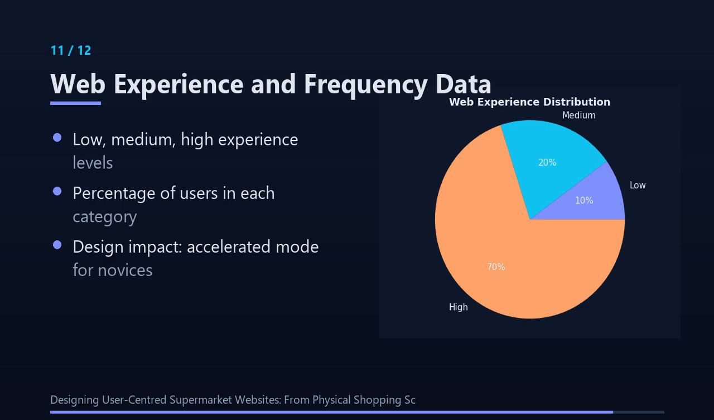For the low experience segment, an accelerated mode, perhaps a guided tour or simplified checkout, can prevent abandonment. Meanwhile, high experience users benefit from shortcuts, such as direct links to favorite categories. Visualizing the percentages with a pie chart helps stakeholders quickly grasp where design effort should be focused.